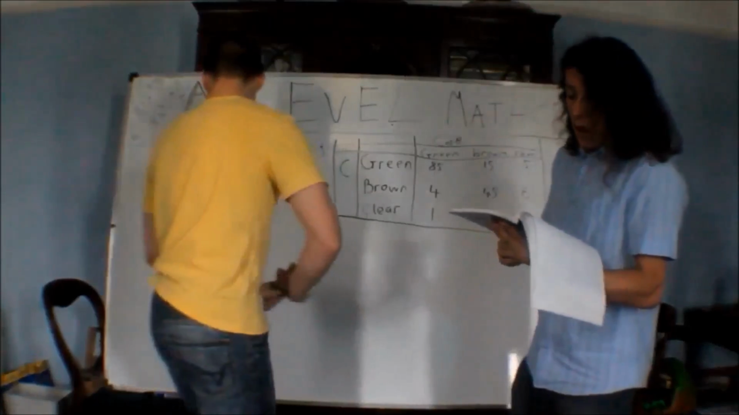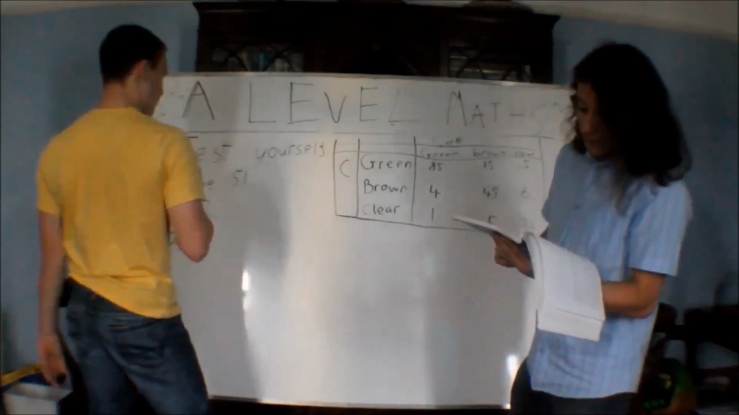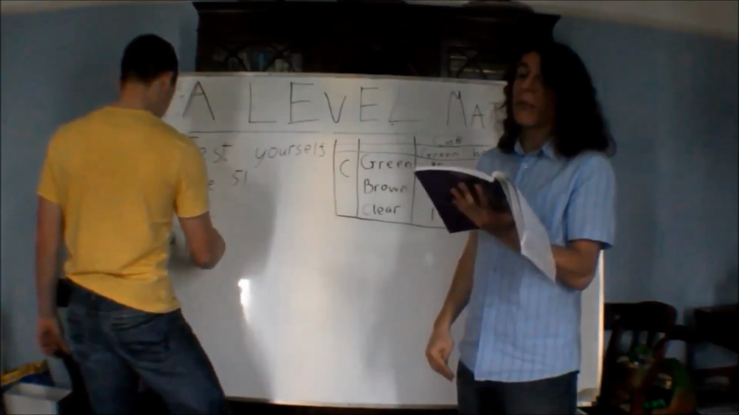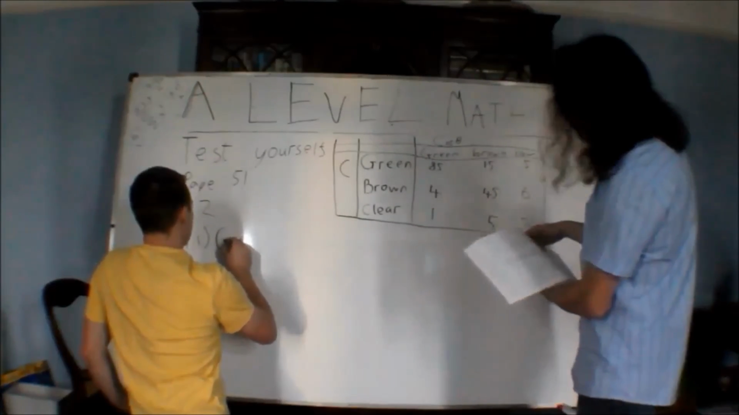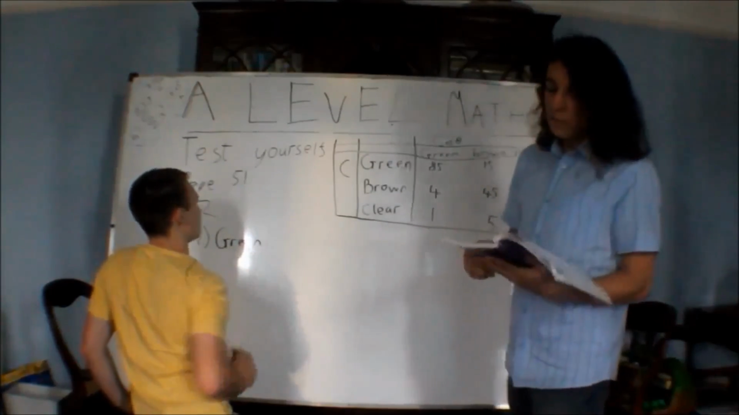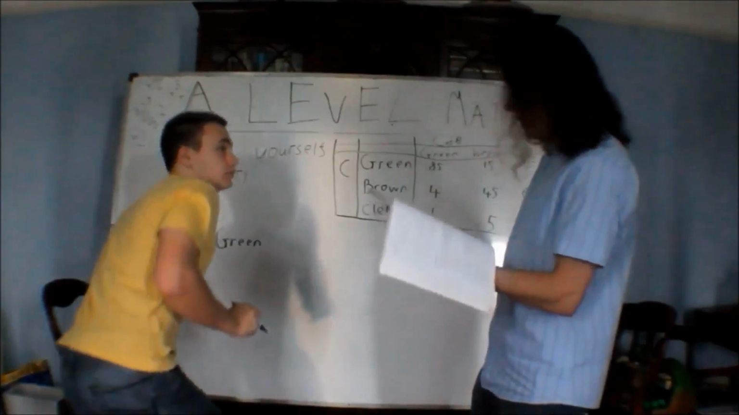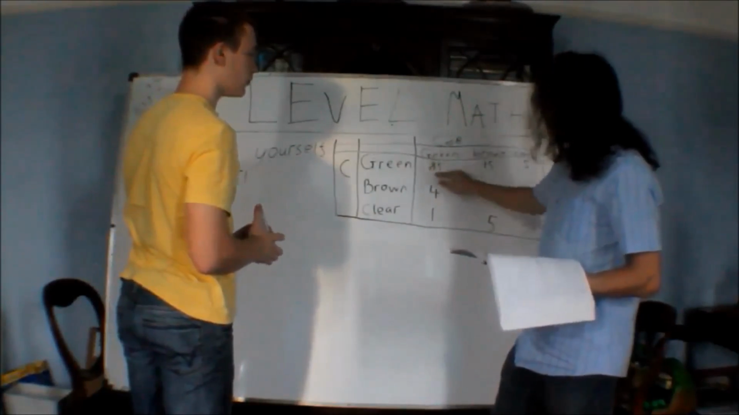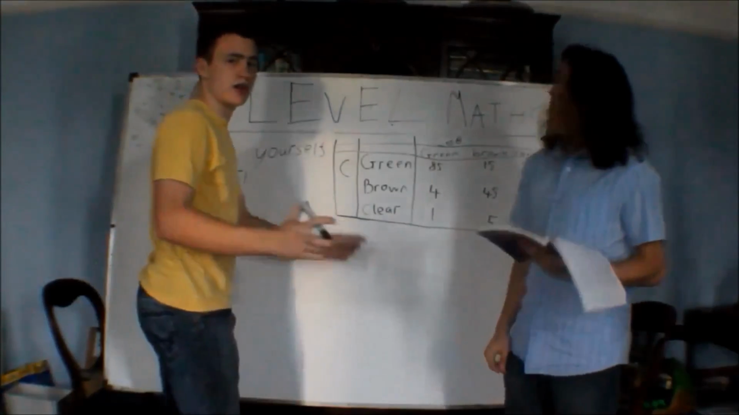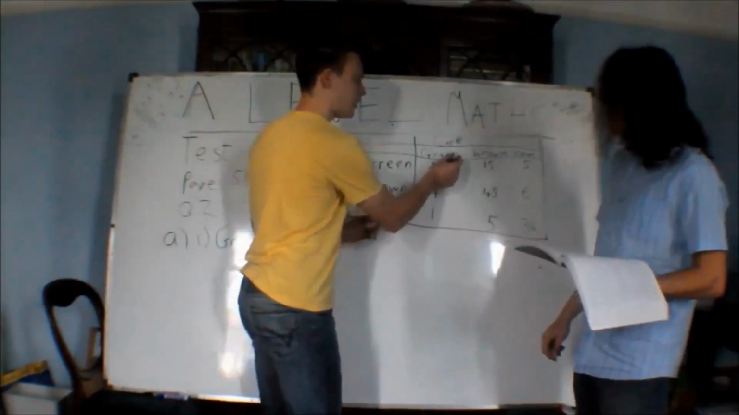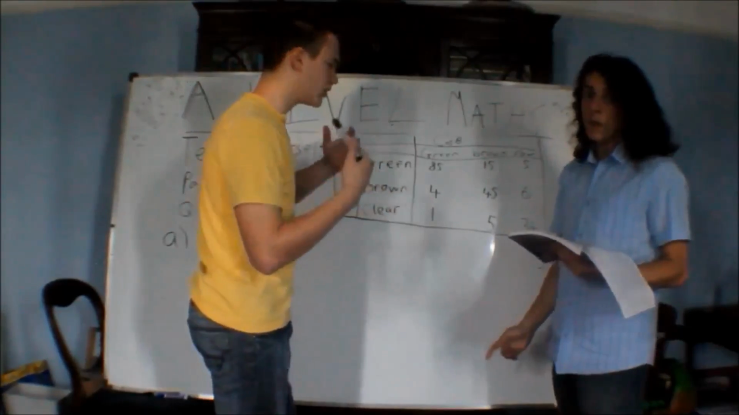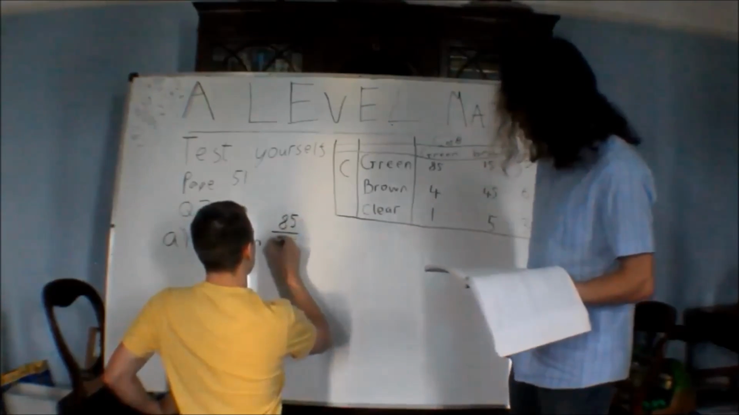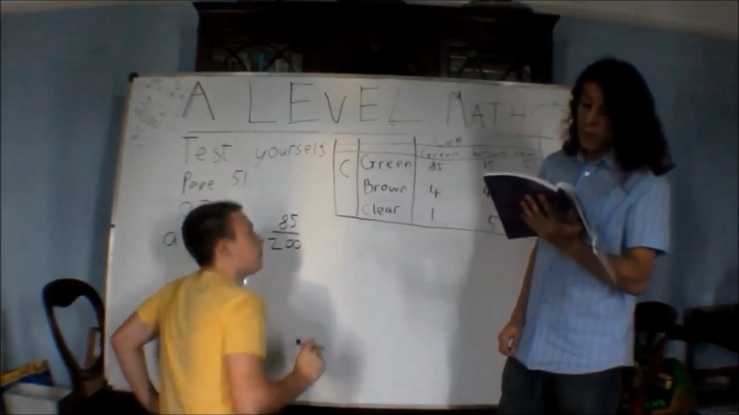And part A says, one of the 200 bottles is chosen at random. Find the probability that the chosen bottle is green and correctly placed in the green container. So we want that bit, really. The probability that it's green and placed in the green container is only that box. It's 85 out of the total, 200. So it is literally just 85 over 200. And that's the first part.